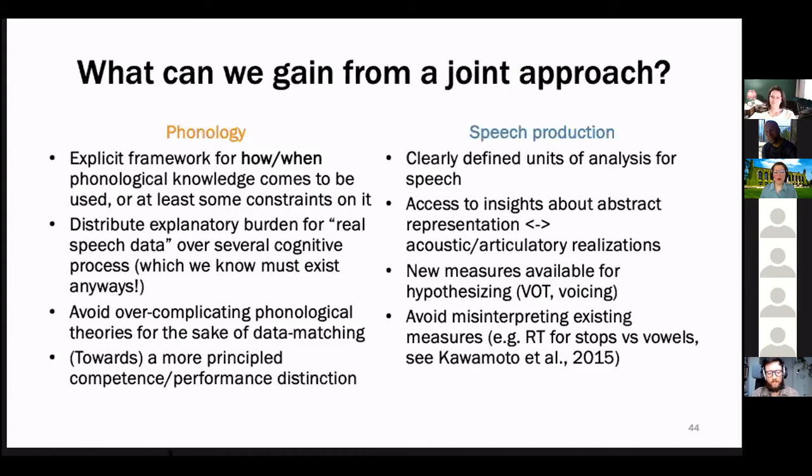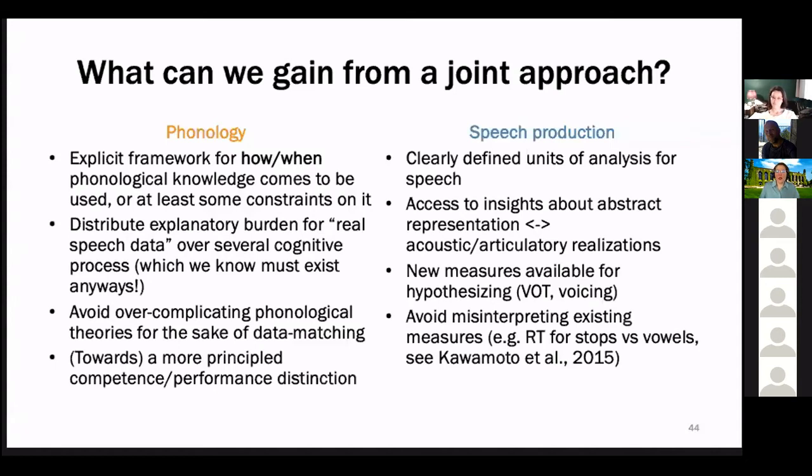In some cases, we definitely want to change and evolve our theories, but we don't want to do it just for the sake of being able to match the statistics of our data. And in the final thought in this category, one way I think about this is towards a more principled competence performance distinction, right? If we want to say that some things in the data are performance, well, we need to have a plausible reason or a principled way of deciding which aspects are competence related and which aspects are performance related.